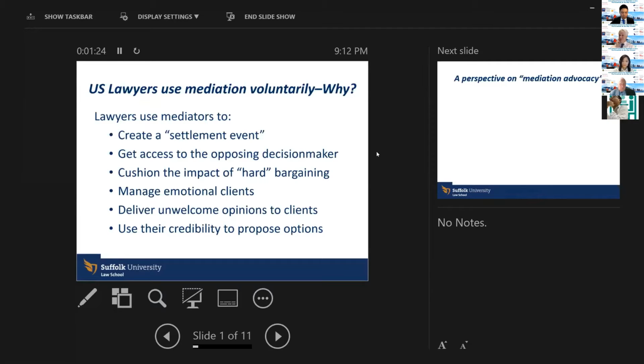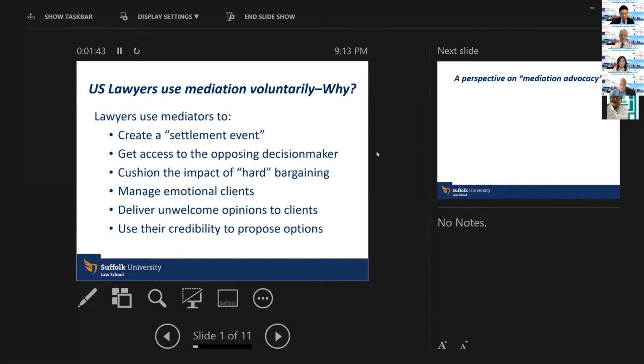I find lawyers, I'll talk about this and show you examples in video, use us as boxing gloves to cushion the impact of hard bargaining strategies that would drive the other side away, but keep them there because the mediator is working to do it.